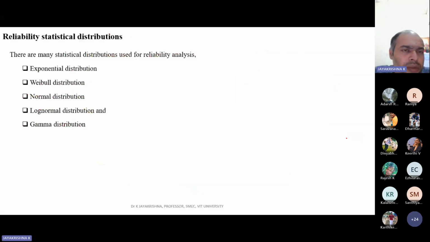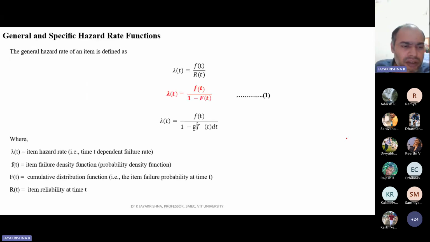Okay, so if you want to talk about the mathematics or the statistical distributions behind reliability, there are a lot of things. First is the exponential distribution. We have the Weibull distribution, the normal distribution, the log normal distribution, and the gamma distribution. This is full of math, and I don't know how much you're going to take, but what I want you to do is note down a few formulas to make it simpler. Okay, I want you to note down this formula first.